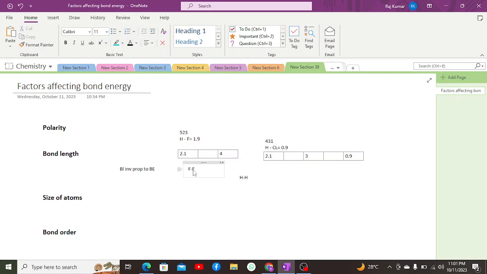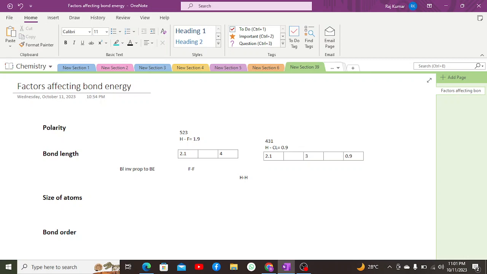but even though it has a high bond length, it still has high bond energy, because there is an exception here: even though fluorine has a high amount of size and less electronegativity, it has high bond length but is still having high bond energy. So this is an exception.